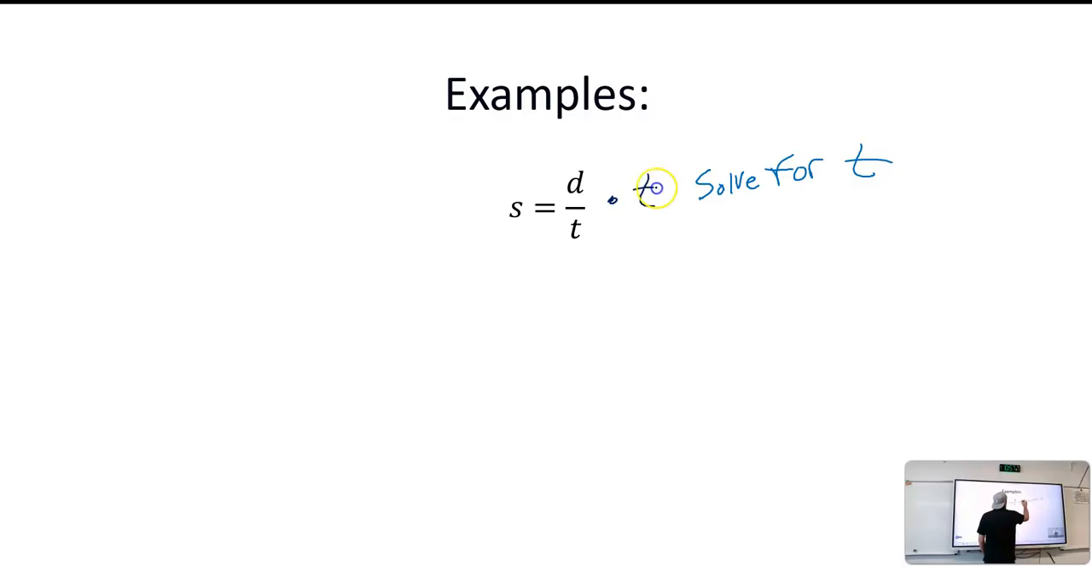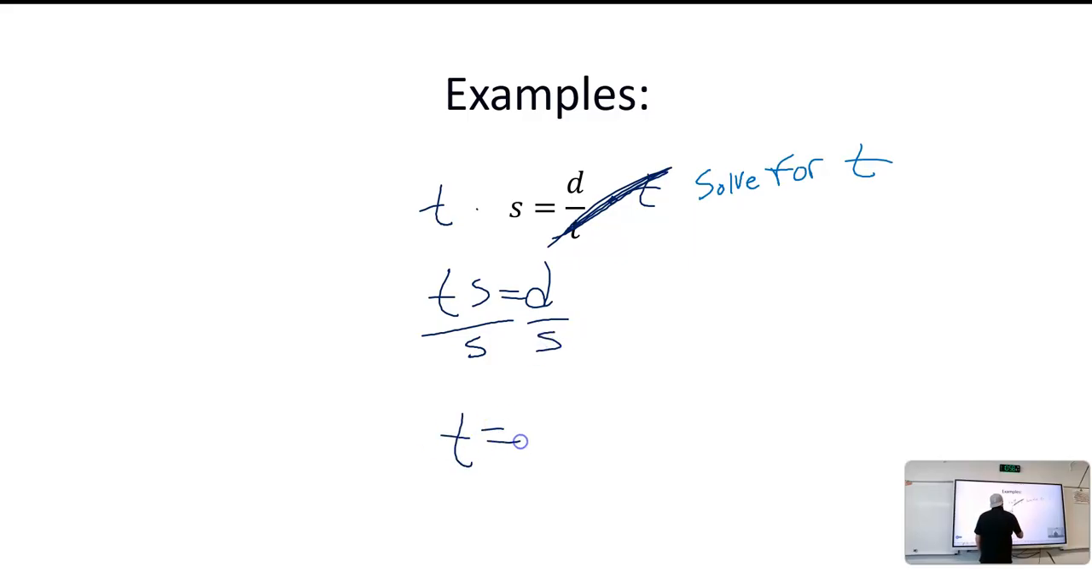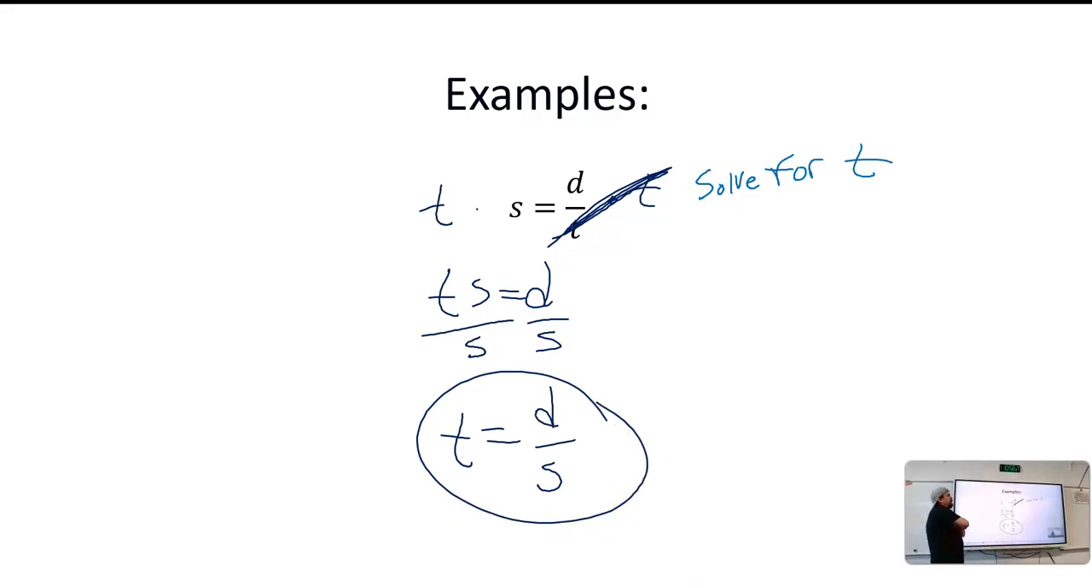Because I need to times both sides by T first. And that cancels out, and I get TS equals D. And now T and S are being multiplied. So I'm going to divide by the S. And I get T equals D divided by S. Okay, so if you're ever trying to solve for something that's on the bottom, you're actually going to have to end up doing two steps at least to be able to solve that equation.